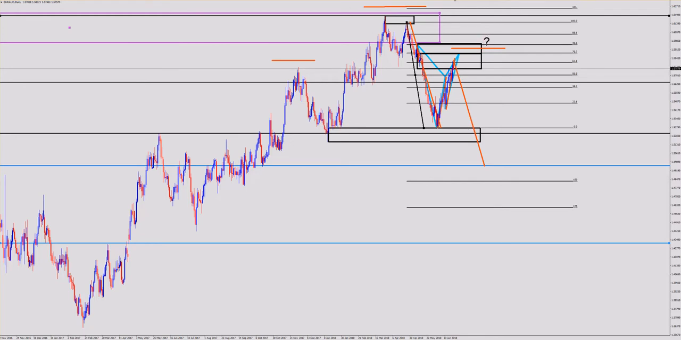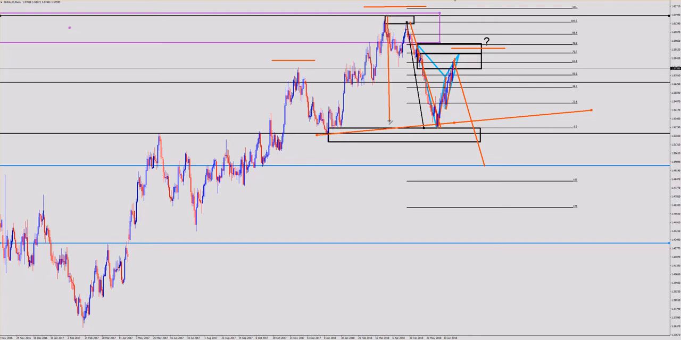So where's our neckline? Our neckline comes in right here. It could really be anywhere in here. Right? This is some noise. This was some stops that were taken out. You can see they respected, again, this weekly area, and they broke out to a new high. So I like to put it here. You could do what you want.